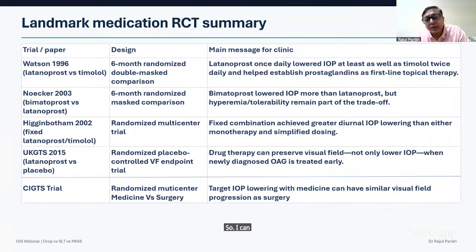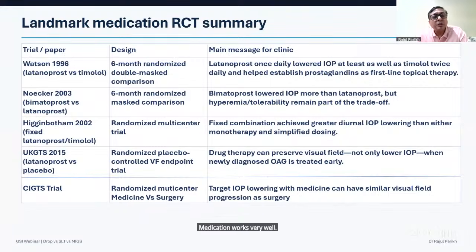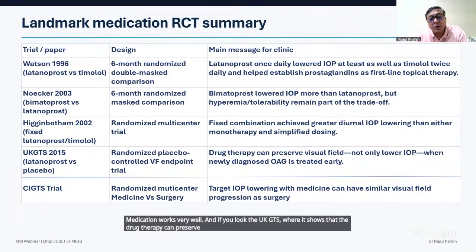I can talk about various RCTs. I'm not going to talk about them. I just listed a few. I'm not even bothered to go into details. But we know that in most of the RCTs medication works very well. And if you look at the UKGTS, it shows that drug therapy can preserve the visual field; the progression reduces when we start medical therapy.